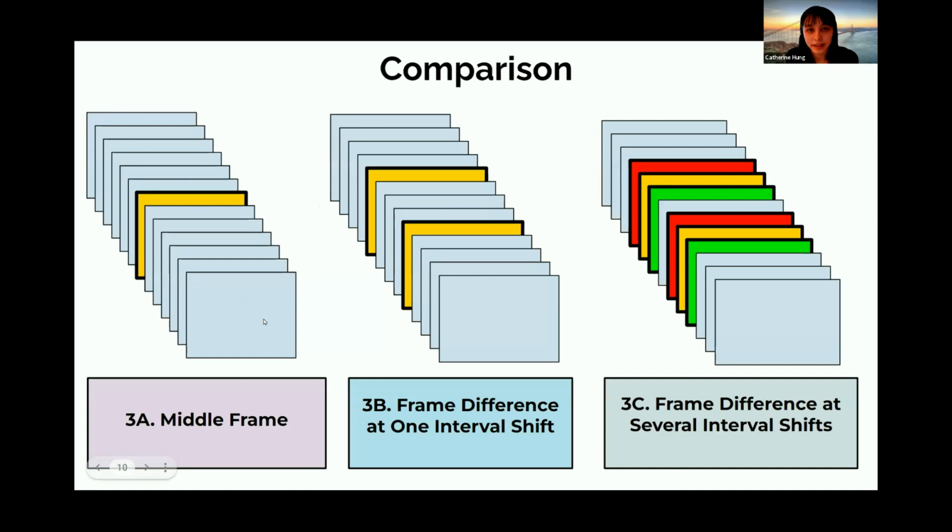So to compare again, these are the 3 methods that were implemented. The first one was just to track the middle of the video, and that would theoretically be when the dancer's knees are fully bent down, and there's a lot of room for error when the dancer is at that stage. The second method was taking the frame difference at 1 interval shift of the video. The third method was taking the frame difference at several interval shifts.